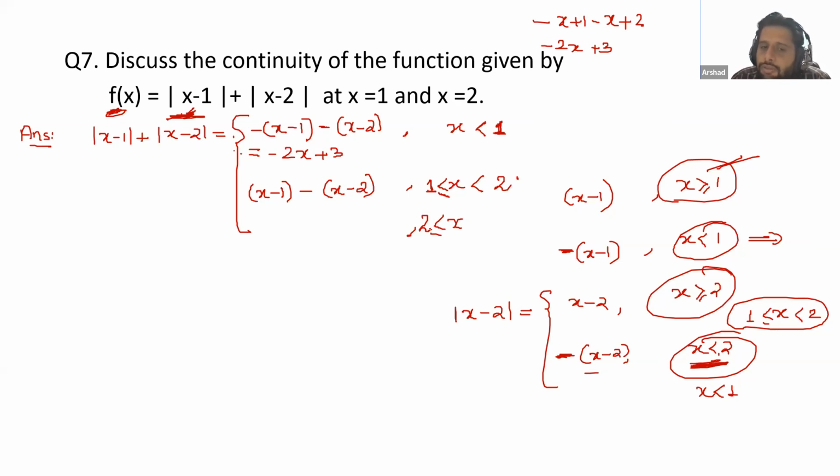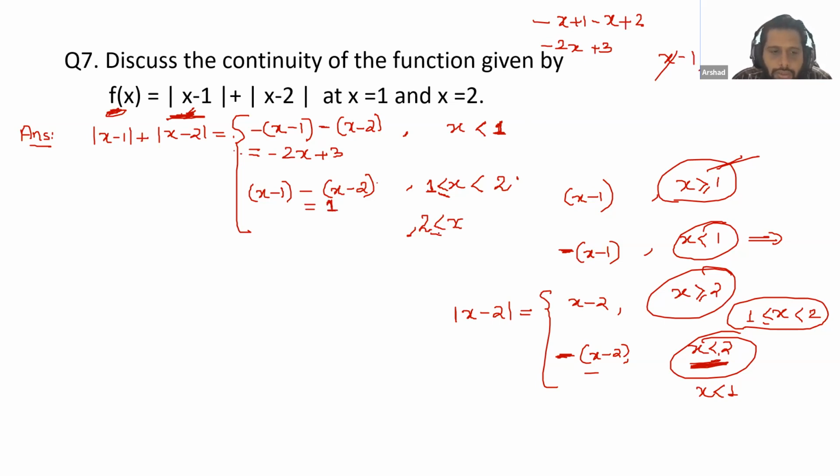Now, Fahad, tell me, we will solve this. So we have x minus 1 minus x plus 2. x will cancel out, we get a 1 here. So this is equal to 1. So for the second value, we get 1.